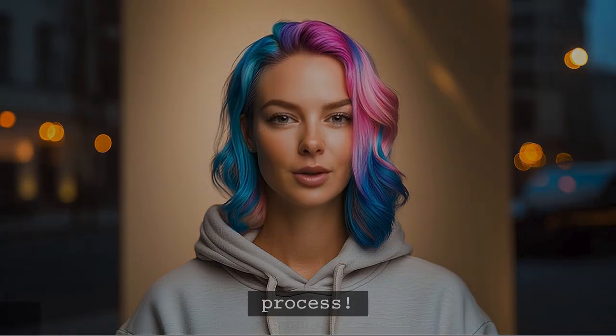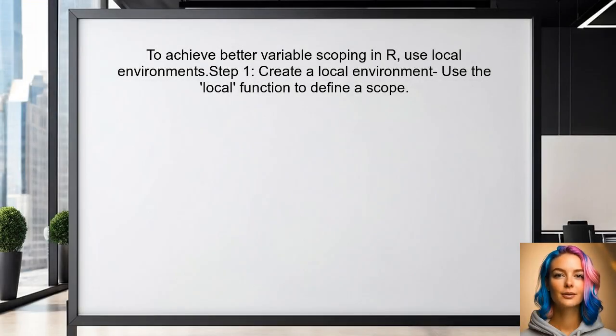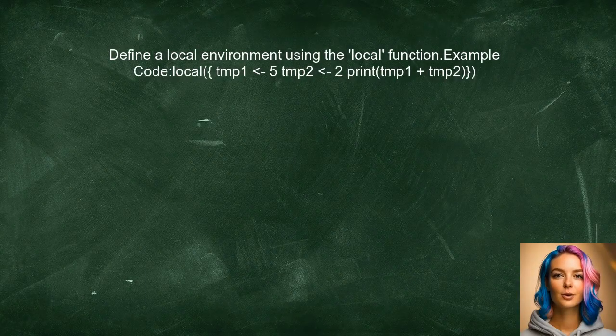keep your workspace tidy. To achieve better variable scoping in R, the user can utilize the concept of local environments. This allows temporary variables to be created without cluttering the global environment. The user can define a local environment by wrapping their code in the local function. This way, any variables created will only exist within that scope.